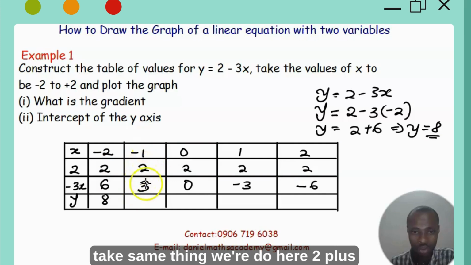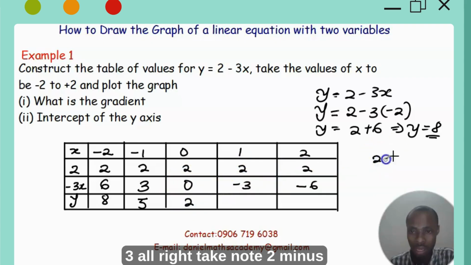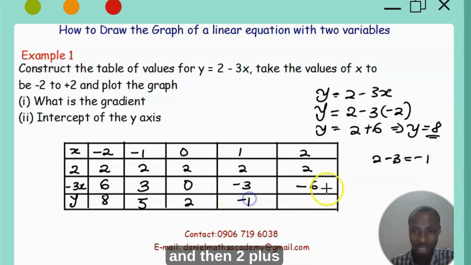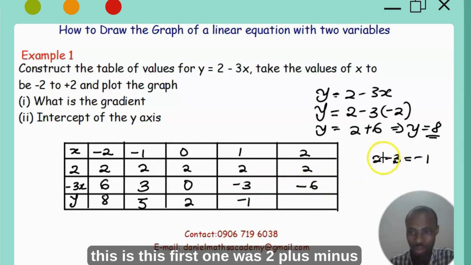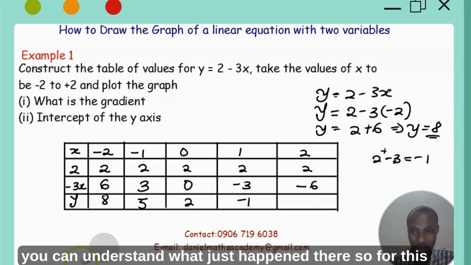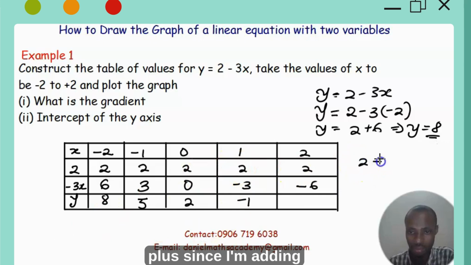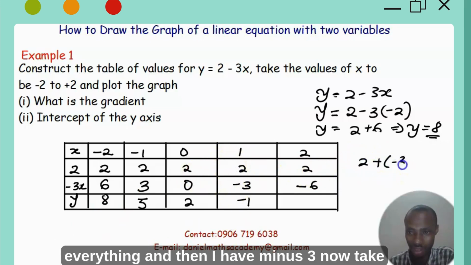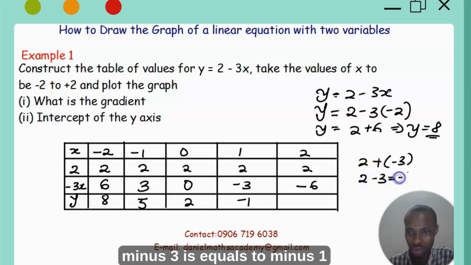Same thing we're going to do here. 2 plus 3 is 5. 2 plus 0 is 2. 2 minus 3, take note, 2 minus 3 is equal to minus 1. Now let me do that very well so you can understand what just happened there. For this other case, we have 2 plus, since I'm adding everything, and then I have minus 3. Now take note that plus times minus is minus. So this is 2 minus 3, which is equal to minus 1.